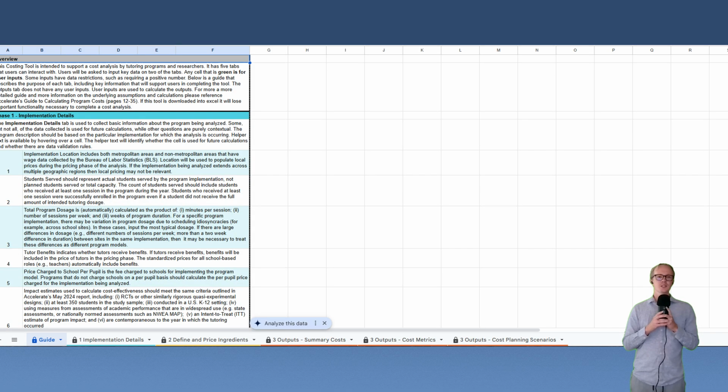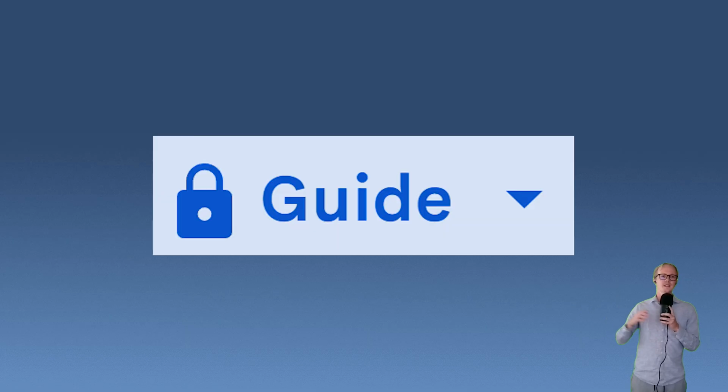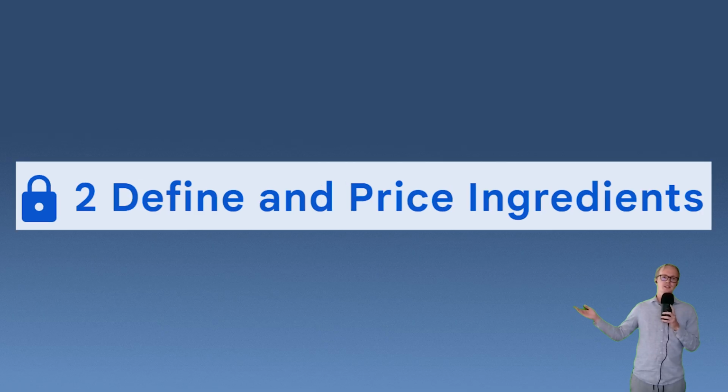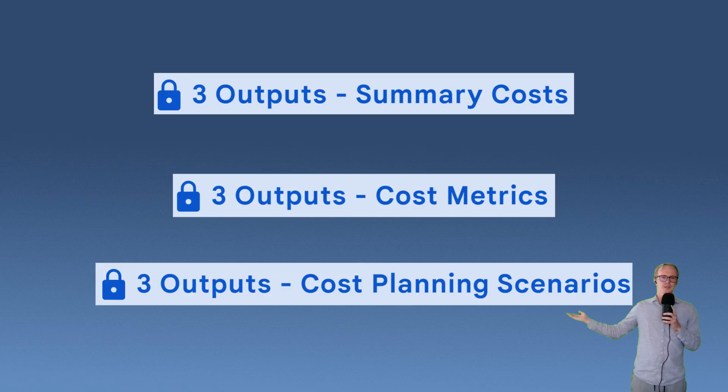There are 6 visible tabs that you can see along the bottom. We will explore each tab in detail during this tutorial. The first tab, called Guide, is informational and provides some of the same information included in this tutorial. The second tab, called Implementation Details, is where users input key information about the program being analyzed. The third tab, called Define and Price Ingredients, is where users input detailed information about all the costs associated with the program. And then there are 3 output tabs, which provide summary cost information, key cost metrics, and scenarios, all based on the user inputs.